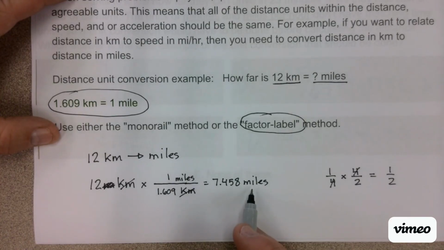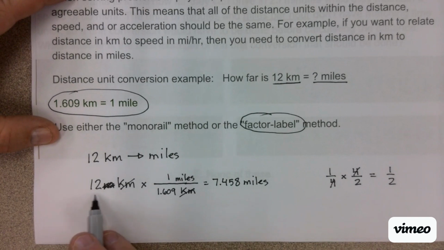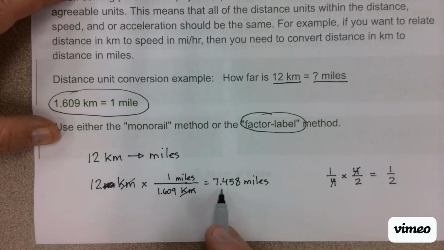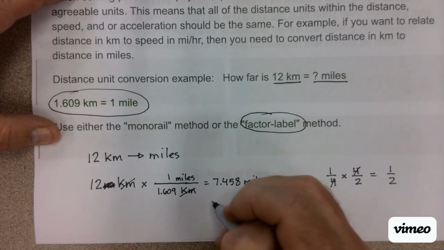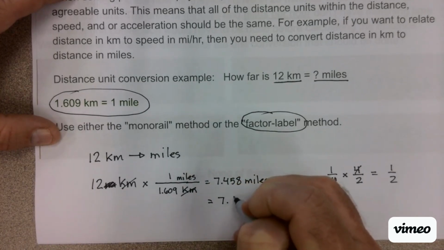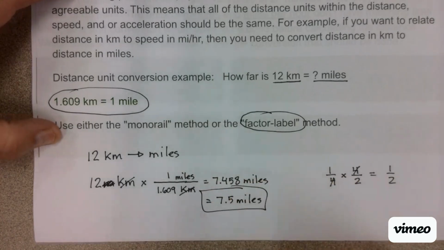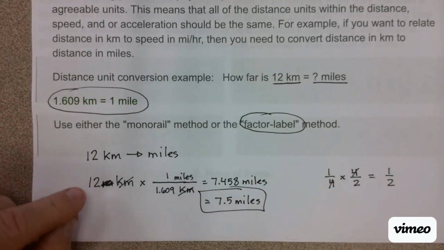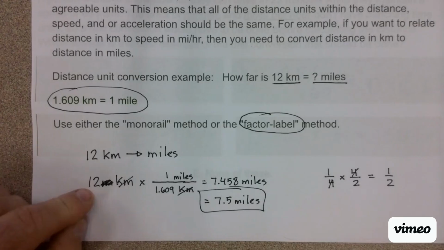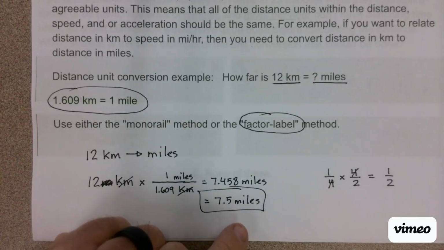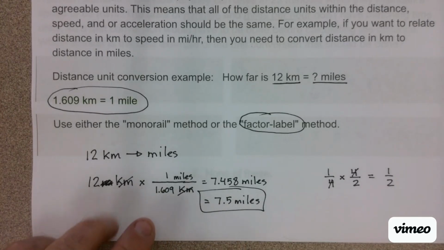I need to apply the rules of significant figures here, right? And the way I do that is I basically say, if I only had 2 sig figs here, I can only have 2 sig figs here. So I'm going to round my answer to have 2 sig figs. So this is going to be 7.5 miles. What I basically just did is I converted the distance of 12 kilometers into the same distance, but just in miles. I'm just telling you different ways to express the same distance. That's what I did here, okay?